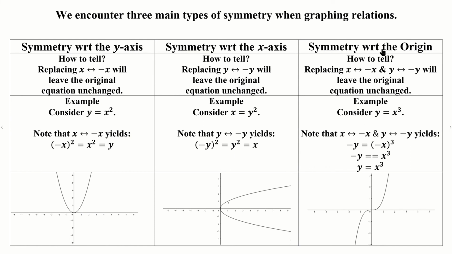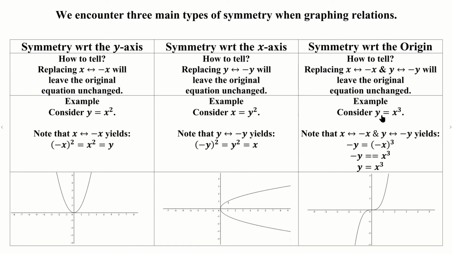Finally, there is symmetry with respect to the origin, and the way you can tell is this: replacing x with negative x and y with negative y should leave the original equation unchanged. So here's a great example of symmetry with respect to the origin, the cubic function, okay? Or the cubing function, right?